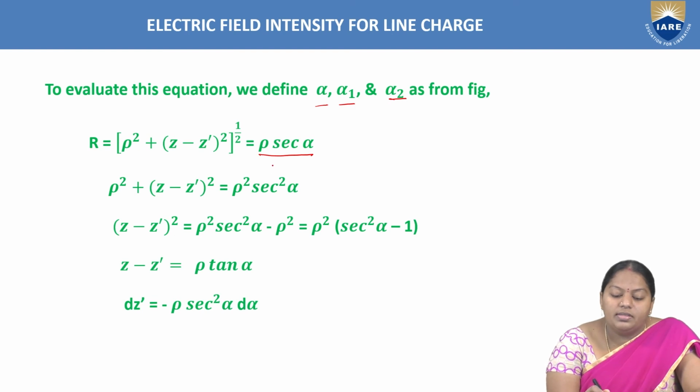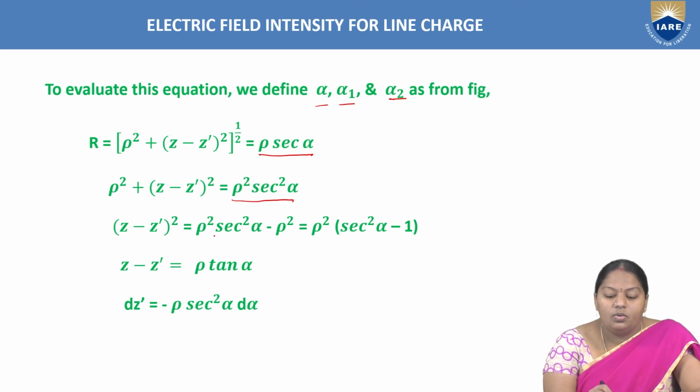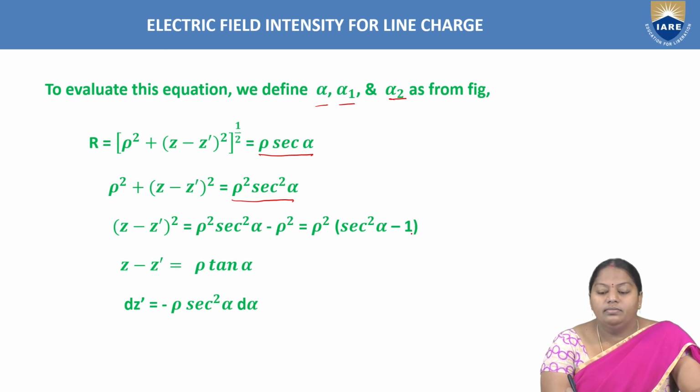Now, if we simplify this equation, rho squared plus (z minus z dash) whole squared equals, to get this, on the left hand side we have a square root term, so to cancel that square root we square both sides, and the right hand side becomes rho squared secant squared alpha. Then separate the rho squared terms and z terms, hence (z minus z dash) whole squared equals rho squared secant squared alpha, and if you take rho squared to this side, it becomes minus rho squared. Then taking rho squared as common, secant squared alpha minus 1.